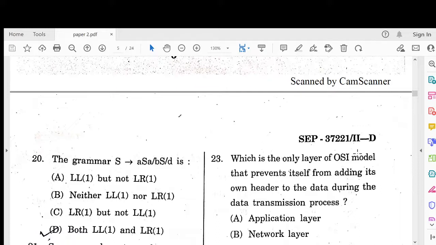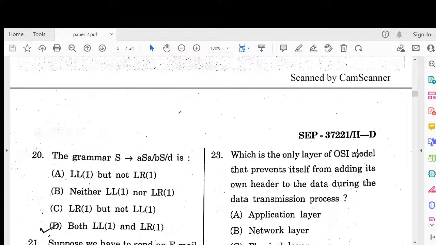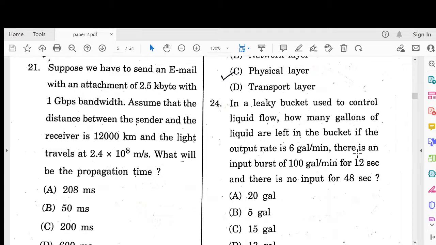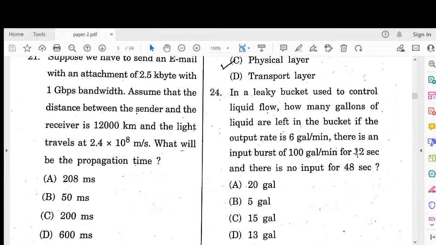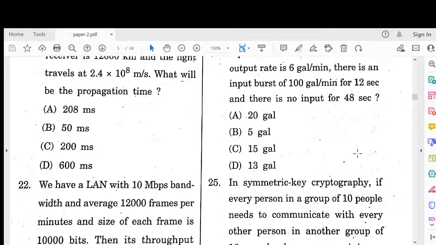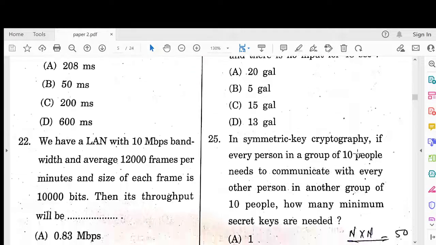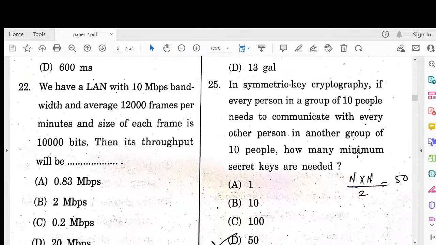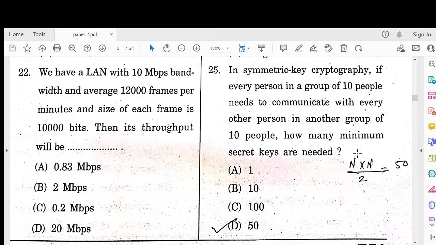During the data transmission process, you have to identify the layer, that is option C, physical layer. Question 24. In a leaky bucket used to control the liquid flow, option C is the correct answer, 15 gallons. For 25, 10 cross 10, that is 100. Option C is the correct answer.